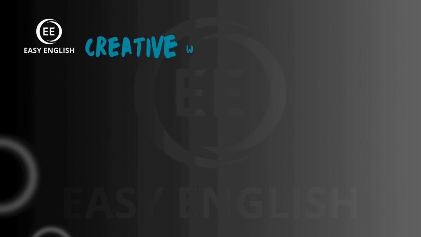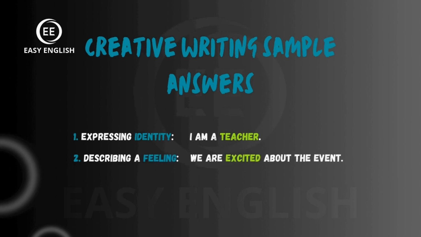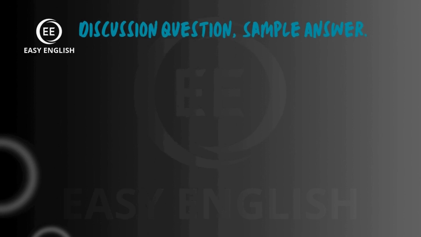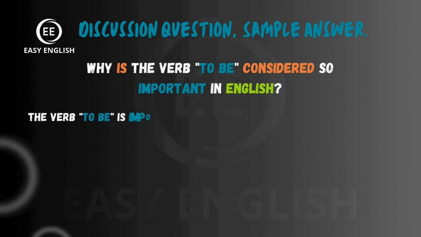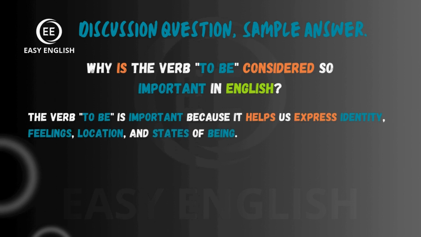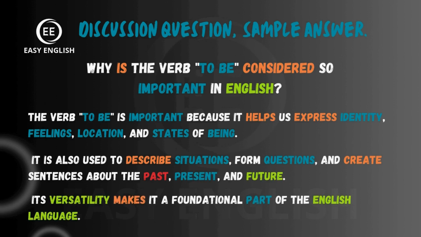Part 3. Creative writing sample answers. Expressing identity, I am a teacher. Describing a feeling, we are excited about the event. Indicating a location, she is at the library. Part 4. Discussion question, sample answer. Why is the verb to be considered so important in English? The verb to be is important because it helps us express identity, feelings, location, and states of being. It is also used to describe situations, form questions, and create sentences about the past, present, and future. Its versatility makes it a foundational part of the English language.